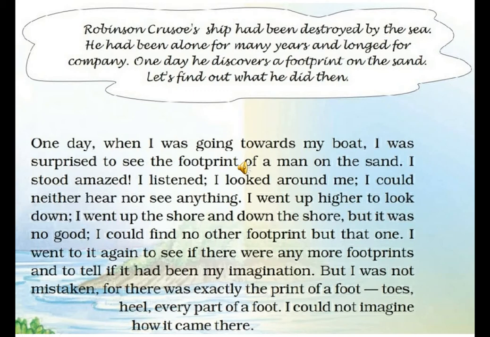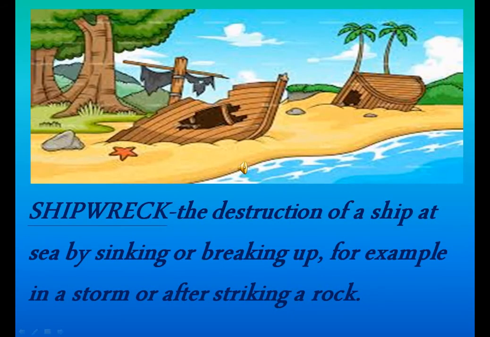Robinson Crusoe's ship had been destroyed by the sea. So this person Robinson Crusoe came to the island on a ship and it had been destroyed by the sea. You know what, students? The word that you can see here, shipwreck. What is the meaning of this word? The destruction of a ship at sea by sinking or breaking up, for example, in a storm or after striking a rock, or in other words, after hitting a rock.